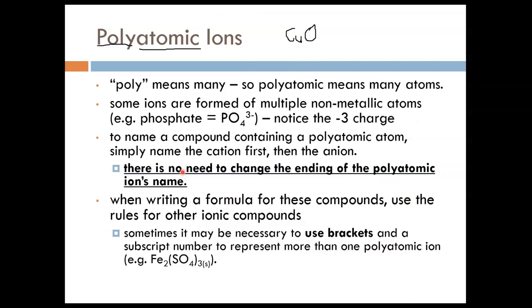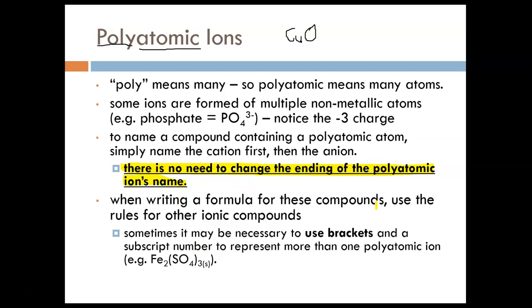So to name a compound containing a polyatomic ion, simply name the cation first, as we've always done, and then the anion. What's different here is that there is no need for us to change the ending of the polyatomic ion's name. So if your polyatomic ion is phosphate, you just leave it as phosphate in the name. No need to change it to an IDE or anything like that.